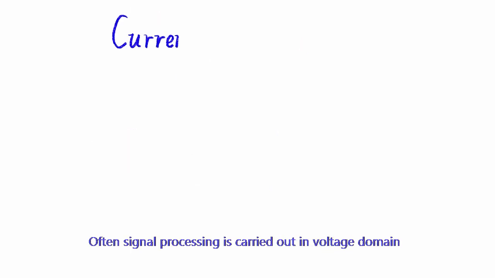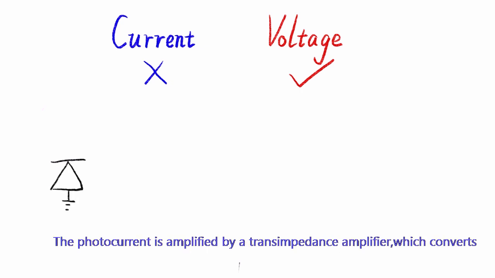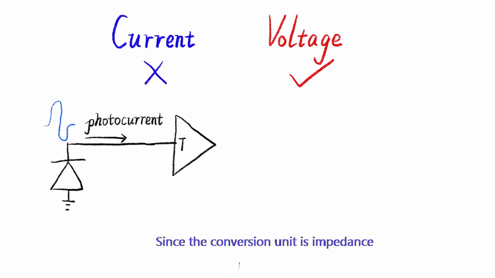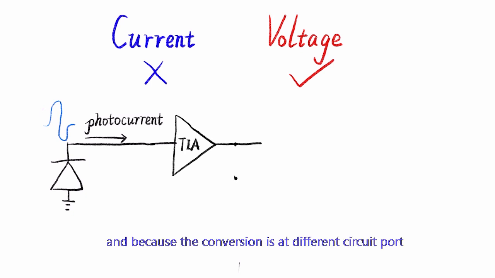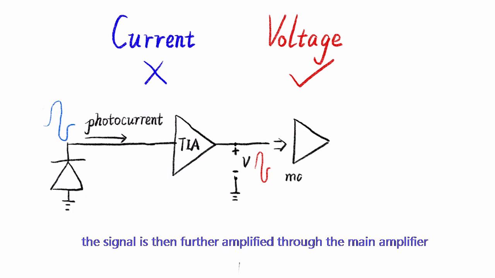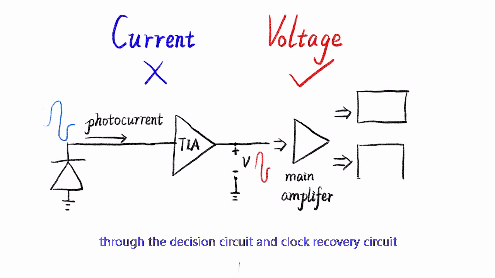Often signal processing is carried out in the voltage domain, but the photodiode generates current. What should we do? Often the photocurrent is amplified by a special amplifier, which converts as well as amplifies the photocurrent signal into a voltage signal. Since the conversion unit is impedance, and because the conversion is at different circuit ports, this circuit is called a transimpedance amplifier. The signal is then further amplified through the main amplifier, and then restored to its original form through the decision circuit and clock recovery circuit.